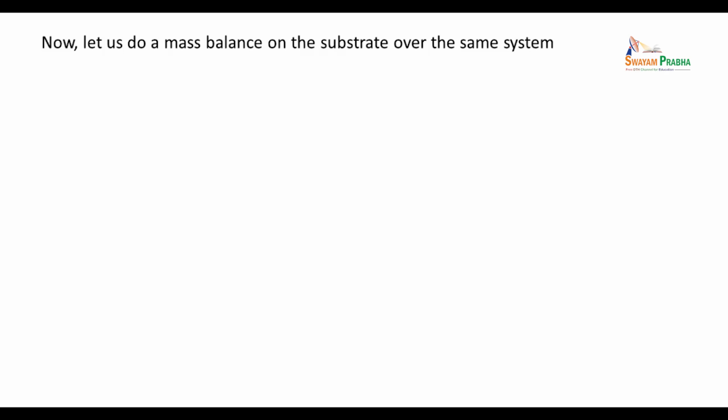We did total mass, we did cells. Now let us do a mass balance on the substrate over the same system. Same balance equation here, but we are going to focus on the substrate. There is an input and an output of the substrate in these two streams. There is no generation of substrate. There, of course, is a consumption. And there is no accumulation because it is at steady state.